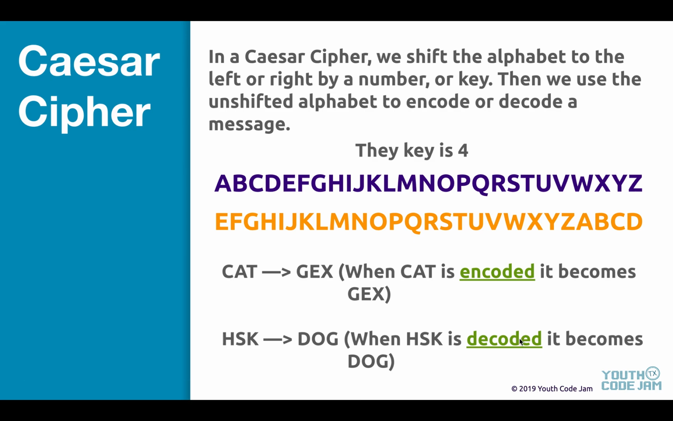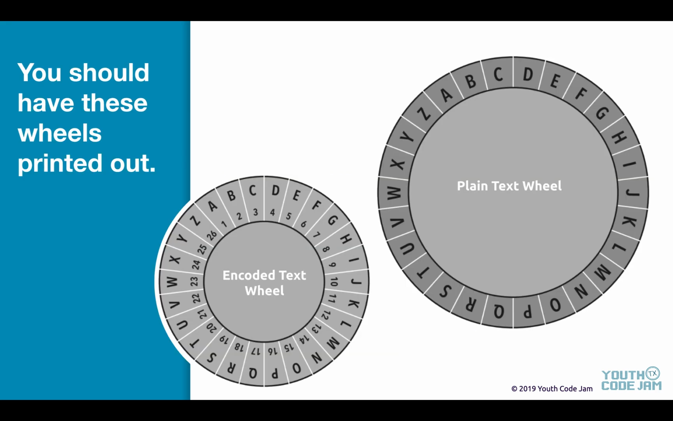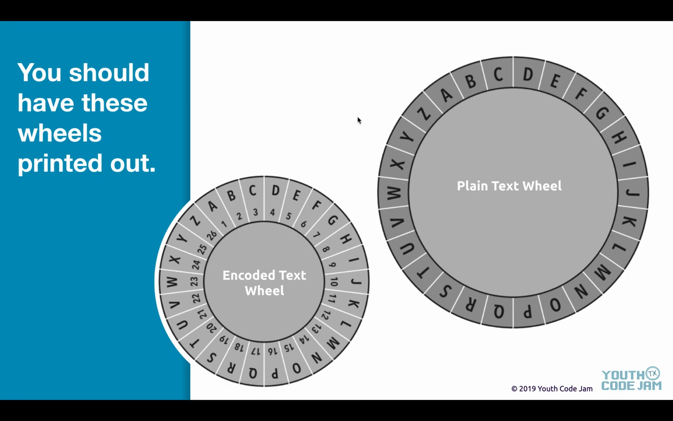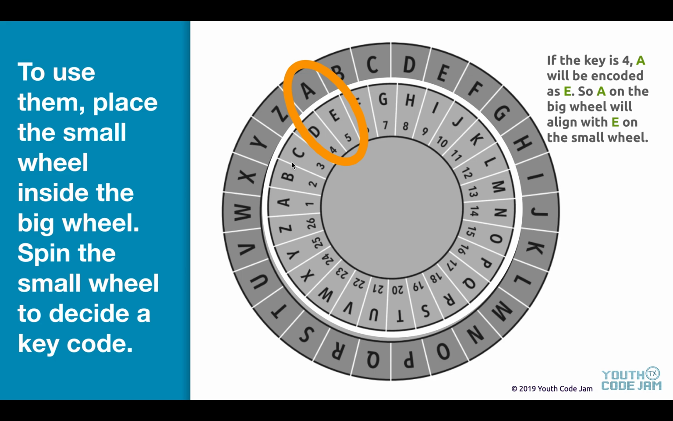You're going to get a chance to practice. So this is where you'll need your cipher wheels. Like I said, I have a solution to this on the screen if you're not able to print it out, but if you are, I definitely encourage you to print these and cut them out. How we're going to use these is you're going to place the small circle inside of the large circle, and we're going to keep practicing with our key of 4. So what that means is that you need to line up A with E. I know it says 5 and that looks weird, but trust me, this is right.